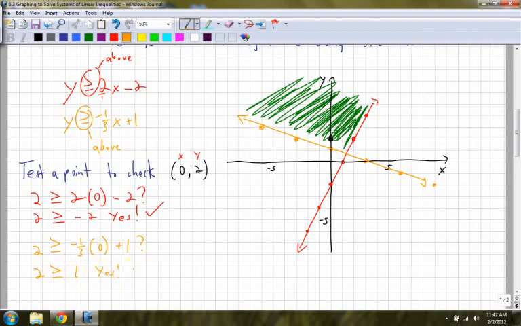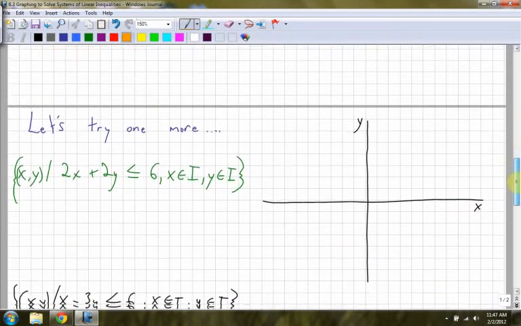Yes. Therefore, I know that I've shaded in the correct region, because the point in that region checks out for both. And you only have to check one point if it says test a point. But you have to test that point in both equations. All right, let's try one more.